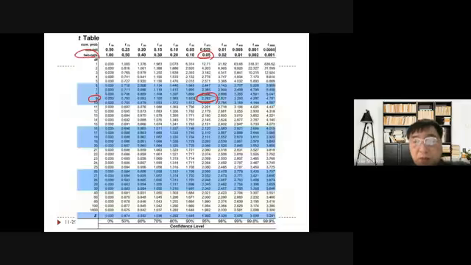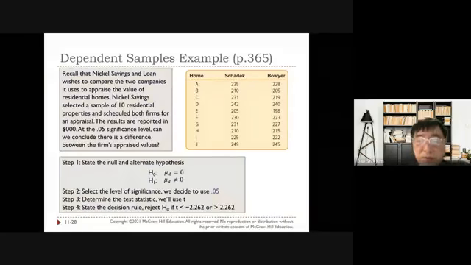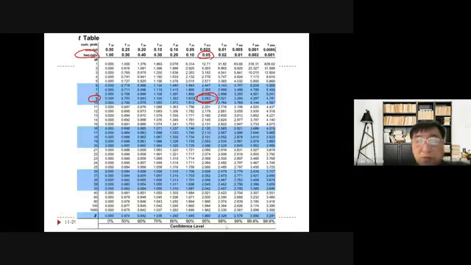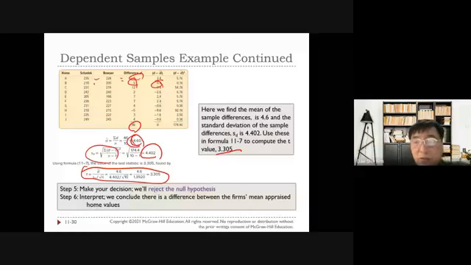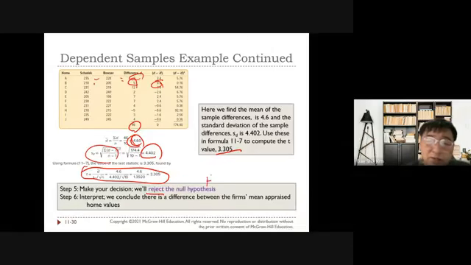Range is 2.262. Okay, the critical T is 2.262, so our value is bigger than this one, so we will reject. H0 is rejected, alternative accepted. There is some difference.